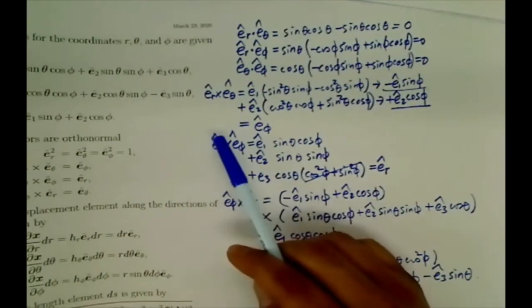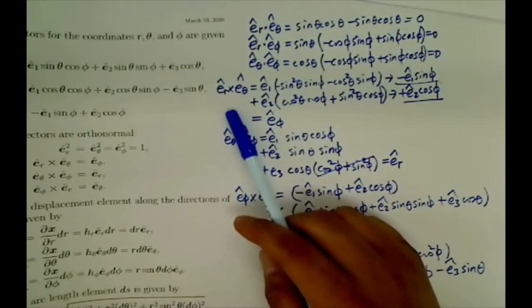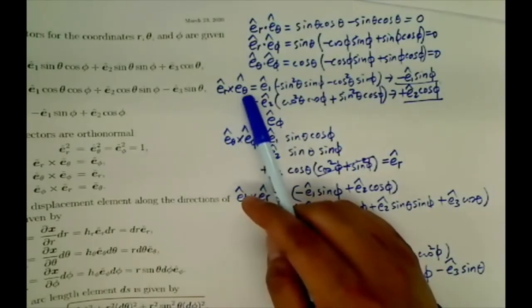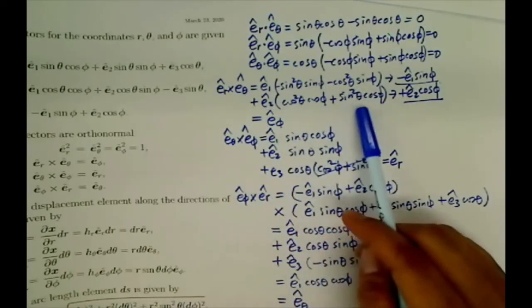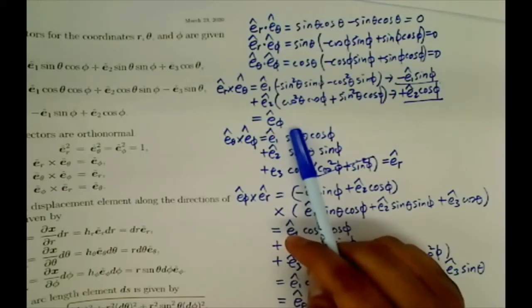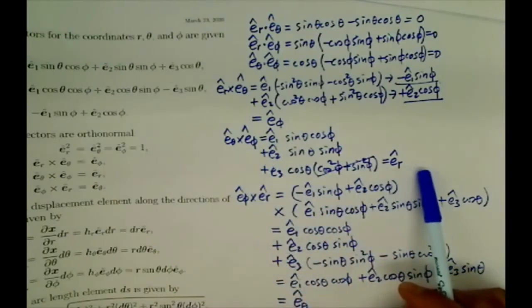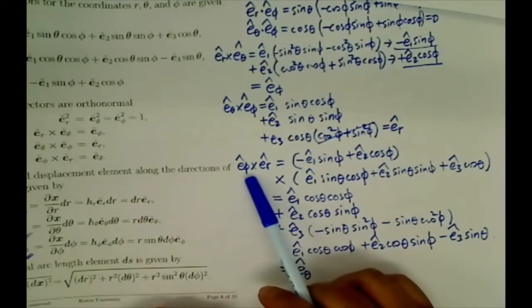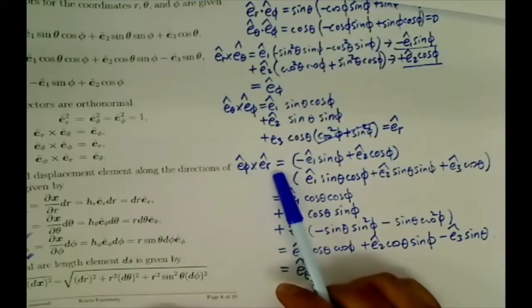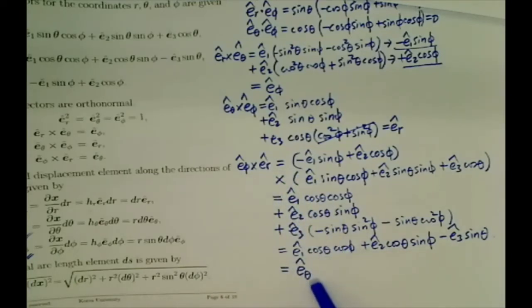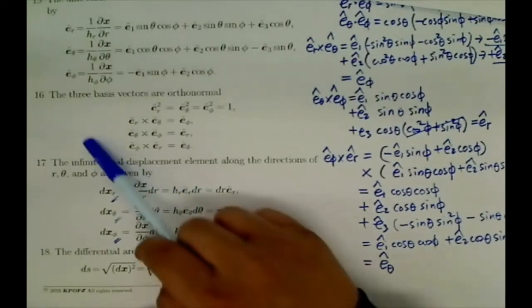Next, are they cyclic coordinates? E_r cross E_theta gives E_phi. You can follow this calculation by yourself. E_theta cross E_phi becomes E_r, and E_phi cross E_r becomes E_theta. So we have a cyclic form.